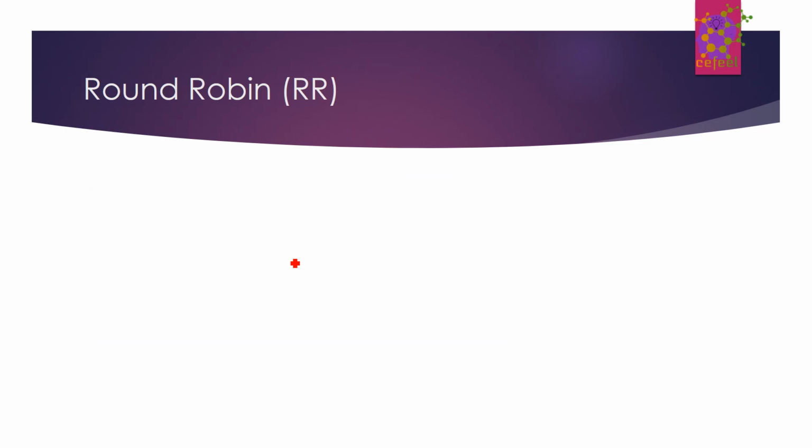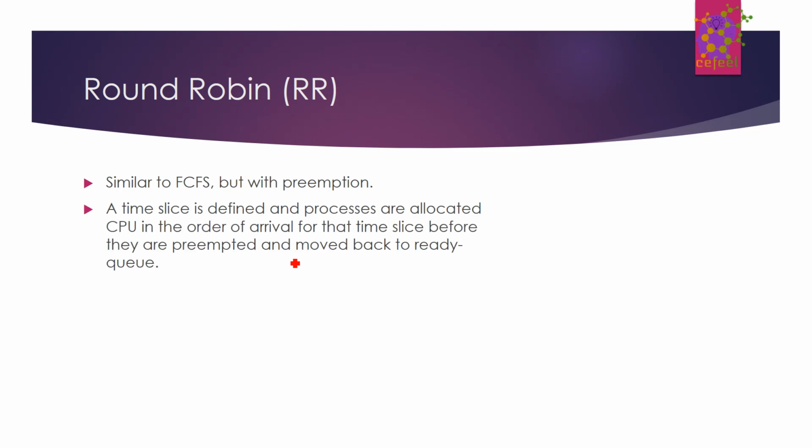Alright, the next one, which is a variant of the FCFS, is round robin scheduling. Round robin scheduling is kind of, we can say, FCFS with preemption. So what we do is we assign the CPU to the first process which came first, but only for a predefined time slice. Once the time slice is over, the CPU is taken away from the process, and then the next process is assigned the CPU. So this is a bit fairer compared to FCFS.